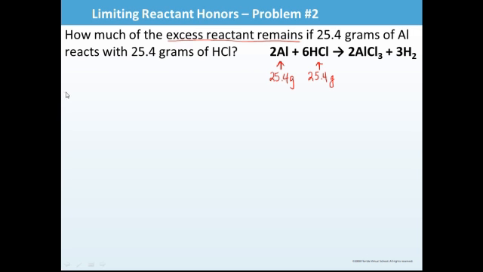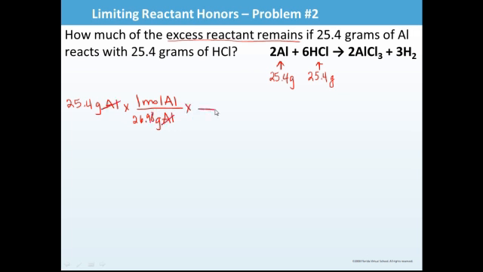So what we have to do is convert both reactants to the same product to see which one will form the least amount of product. So to determine what is the limiting reactant, we start with the first reactant. We're going to convert to the product. So we get grams of aluminum. Molar mass is always grams of 1 mole of your substance. Don't forget that. So 26.98.